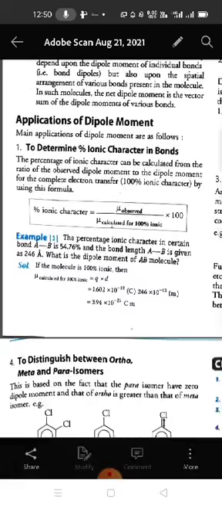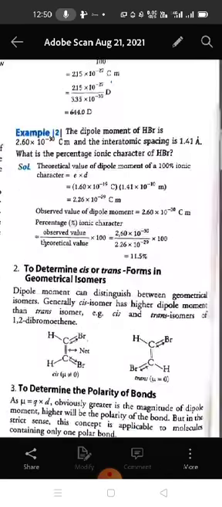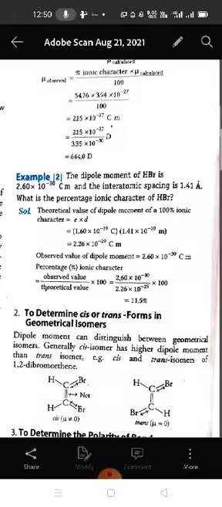Now the application of dipole moment. First one is to determine percent ionic character in a bond. You can find out the percent ionic character by this formula: percent ionic character is equal to mu observed upon mu calculated for 100% ionic, into 100. These are the examples.